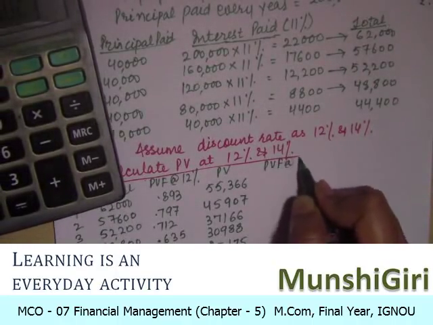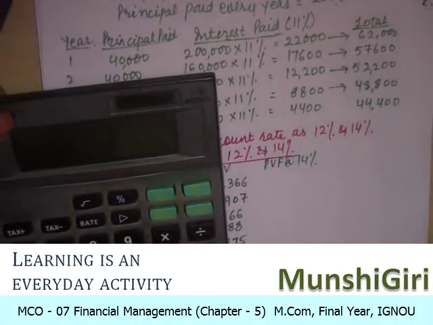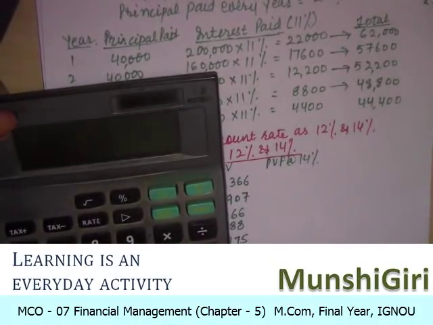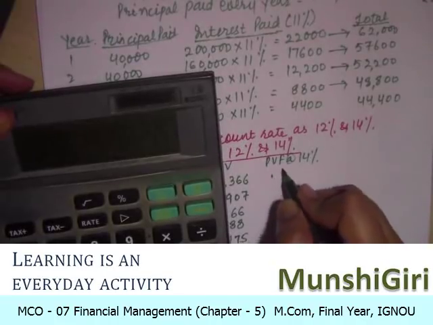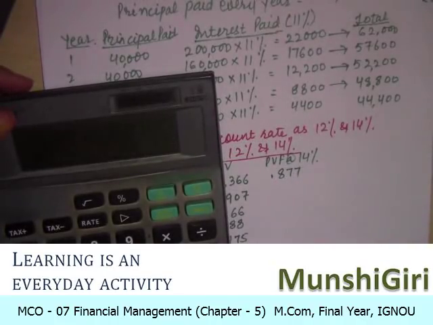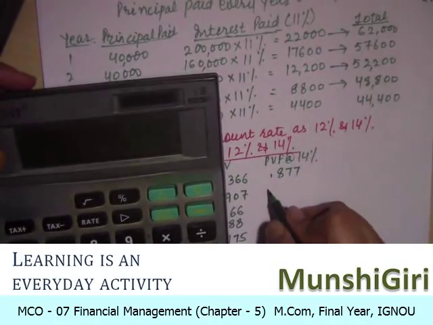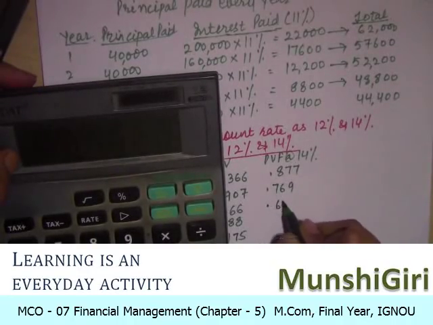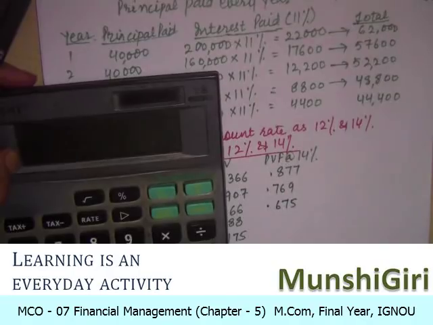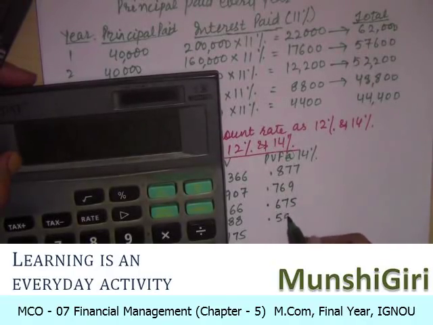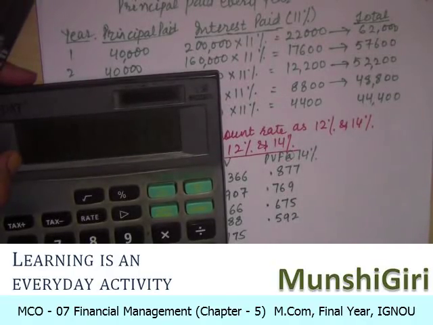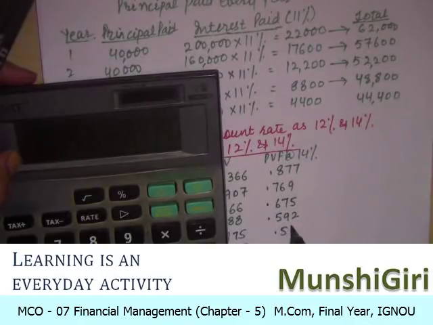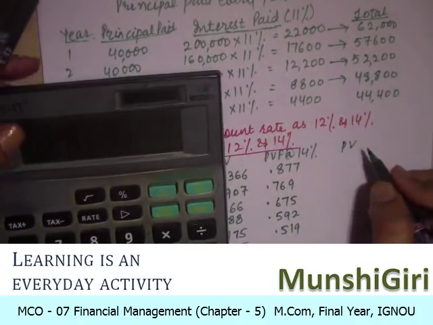Present value factor at 14%. 1 divided by 1.14: 0.877, 0.769, 0.675, 0.592 and 0.519, and calculate the present value.